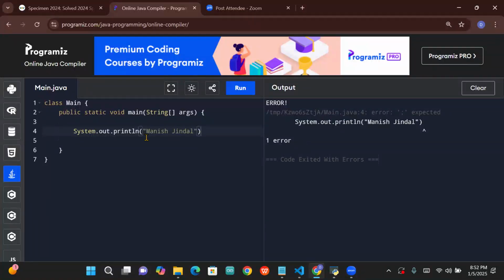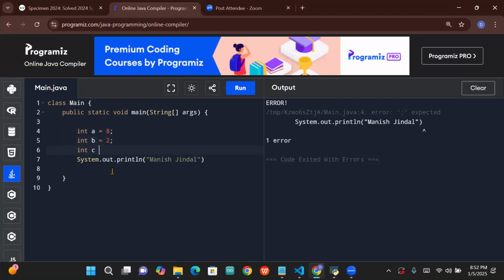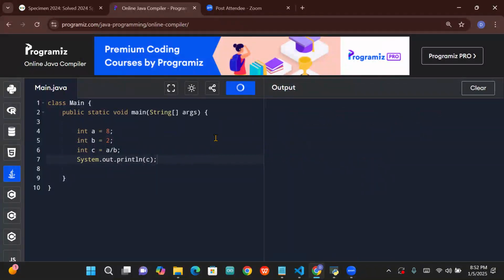Now I'm writing one program of division. Let a equal to 8, b equal to 2, and I'm writing c equal to a divided by b. Then I'm printing the value of c. I have written each and everything correctly, so I will not get any error. I will get the desired output 4, right?